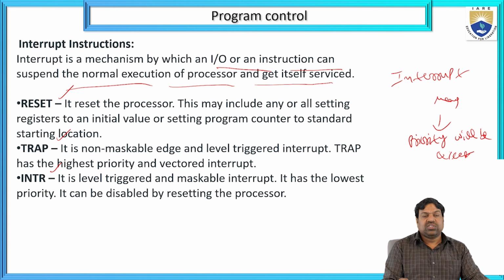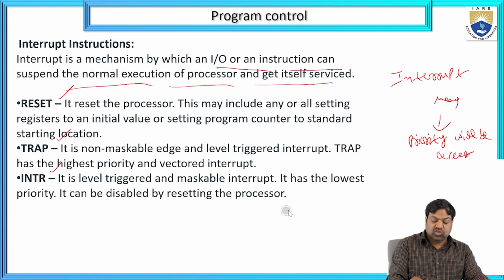So in these interrupt instructions, the first one is reset. It resets the processor. This may include setting any or all registers to an initial value or setting the program counter to a standard starting location. That is a reset. Trap is a non-maskable, edge and level triggered interrupt. Trap has the highest priority and is a vectored interrupt.